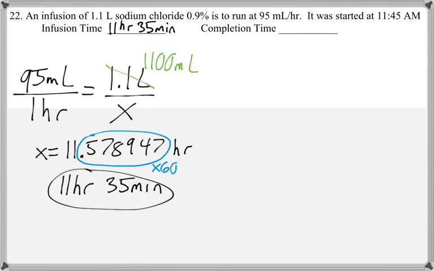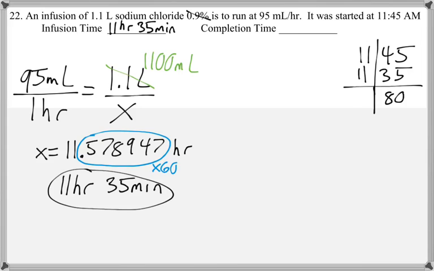So notice we did not use the 0.9% at all. To find the completion time, we're starting at 11:45 and adding 11:35. So the minutes column is going to be 80, the hours column is going to be 22, and we can't have an 80 in the minutes column, so I need to subtract 60 and then carry the 1.